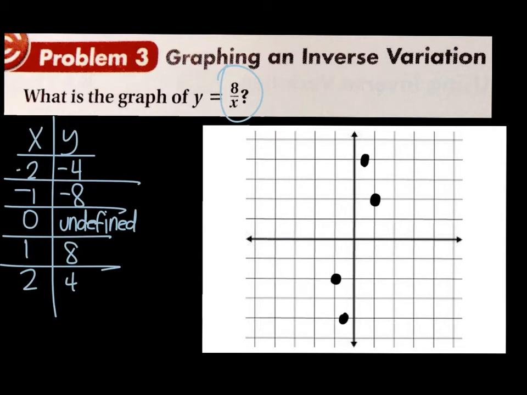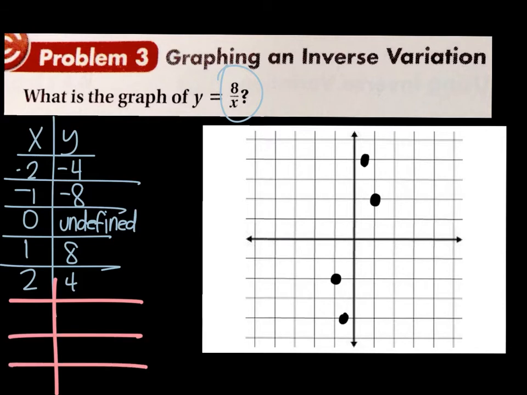So I can't graph from that. What am I going to do if I can't graph from that? You're going to pick more numbers. Always pick more numbers if you can't figure it out from what you've got. So instead, I have to divide 8, so we're going to pick easy numbers to divide into 8. So now let's pick 4 and -4. 8 divided by 4 is 2, and 8 divided by -4 is -2.